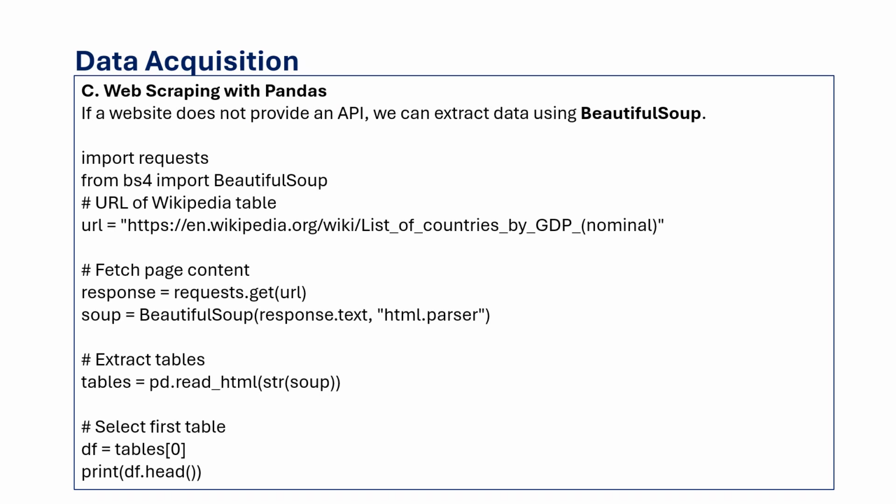And last is web scraping with pandas. Web scraping is a technique used to collect data from websites. The third method for data acquisition. When a website does not provide an API, web scraping helps extract information directly from web pages. The collected information can then be analyzed using pandas.